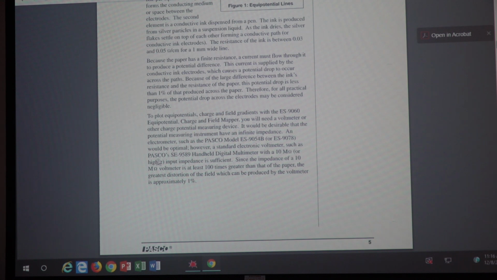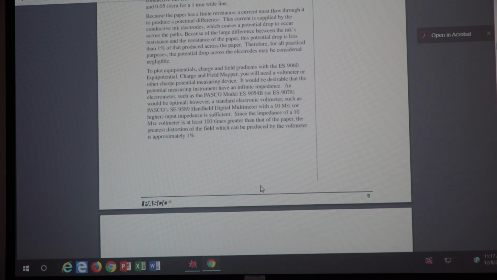Now, to plot equipotentials, charge and field gradients, you will need a voltmeter or other potential measuring device. We talked about the voltmeter. It would be desirable that the potential measuring instrument have an infinite impedance. That's always not the case. Let's not worry about it for the time being. Our digital multimeter has more or less 10 megaohm, which is okay for our purposes.